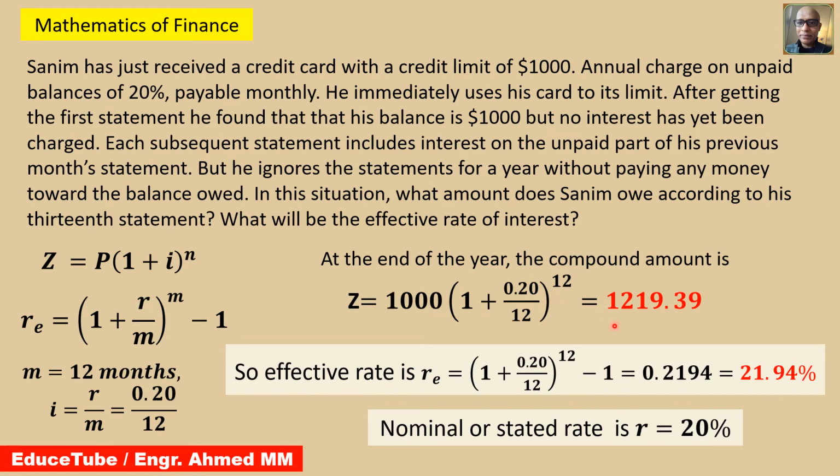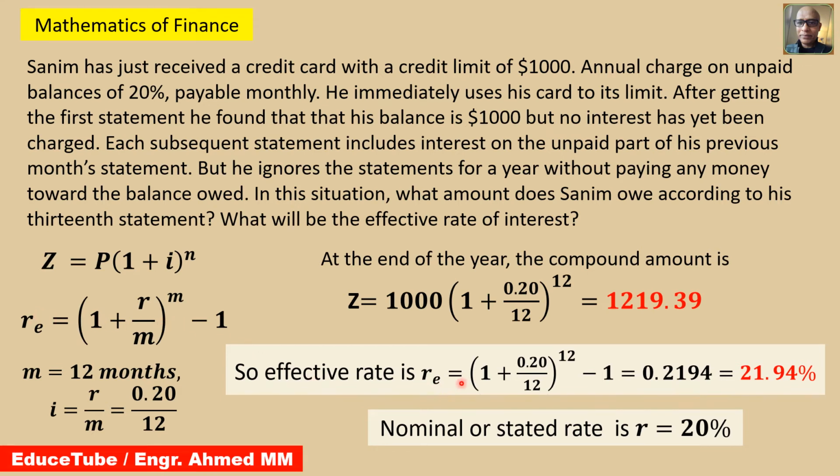So by calculator we get this value, $1219.39. This is one thing. Now using this value we can find the effective rate also, but I will show it later. First I am using this equation for getting the effective rate.